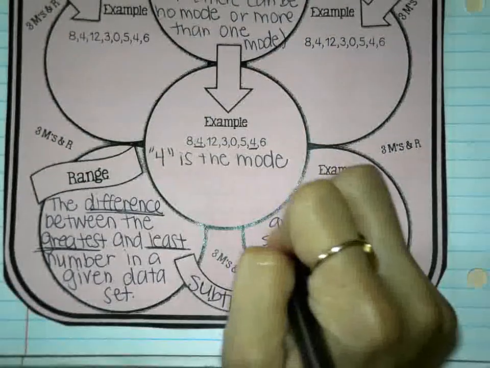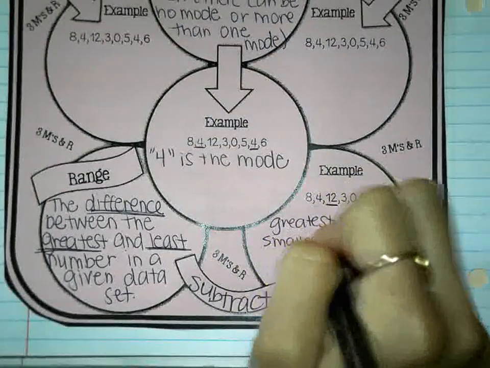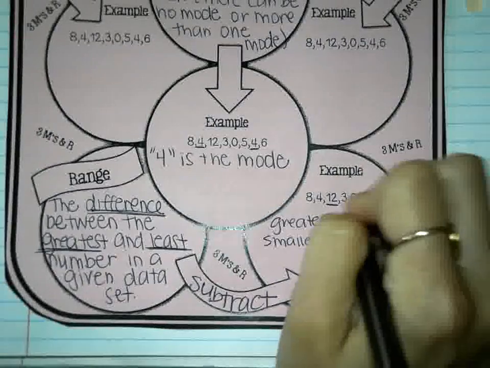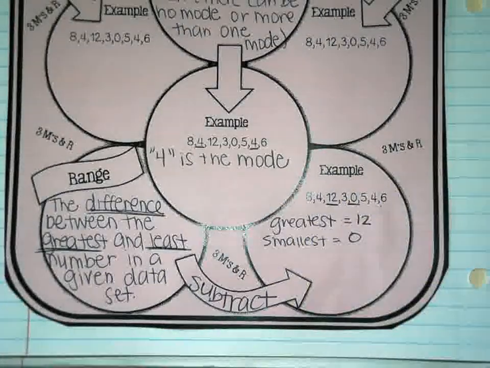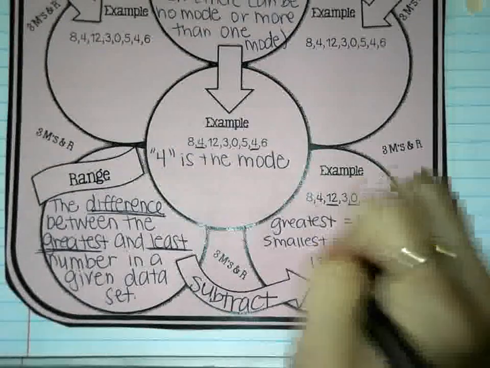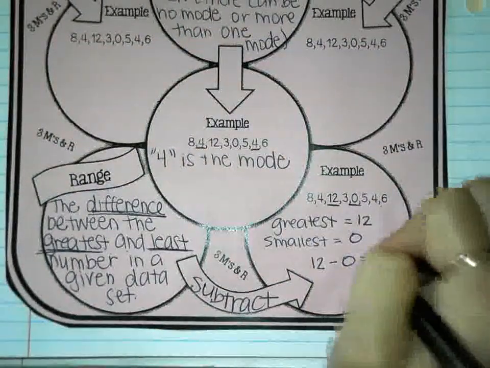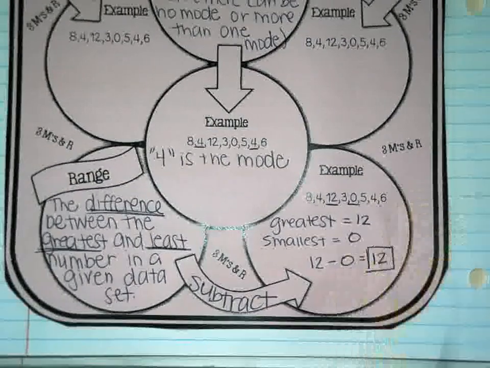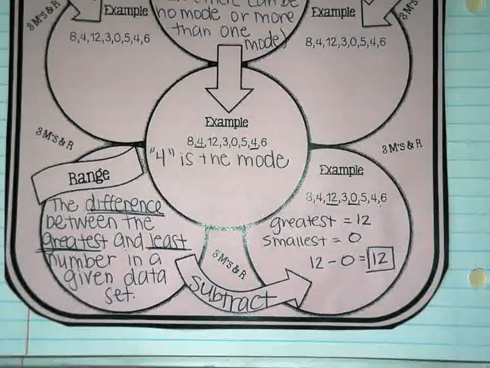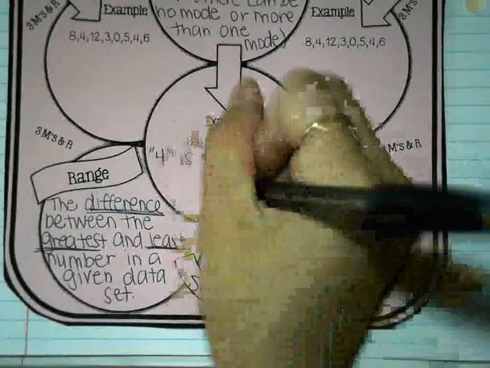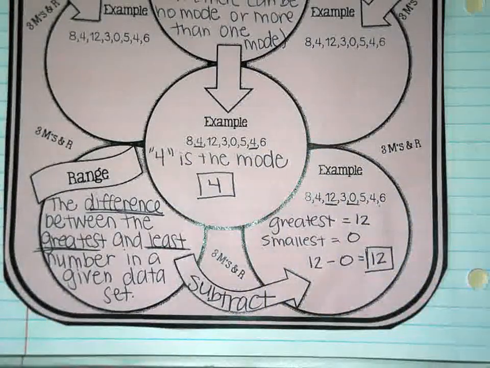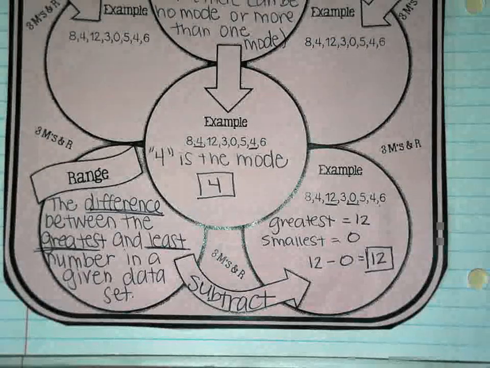Then I need to find the smallest number. The smallest number is 0. And I need to do 12 minus 0 to find the range. And 12 minus 0 is 12, which means my range is 12. The answer is not 12 minus 0. The answer is just 12. I only want a number answer for the range. Just like with mode, my answer is only 4. I only want that number answer, just 4.